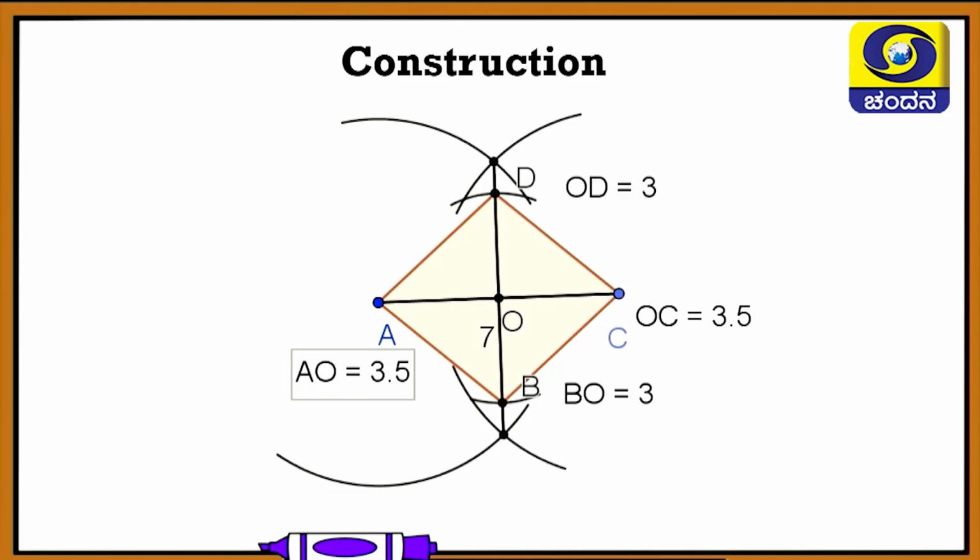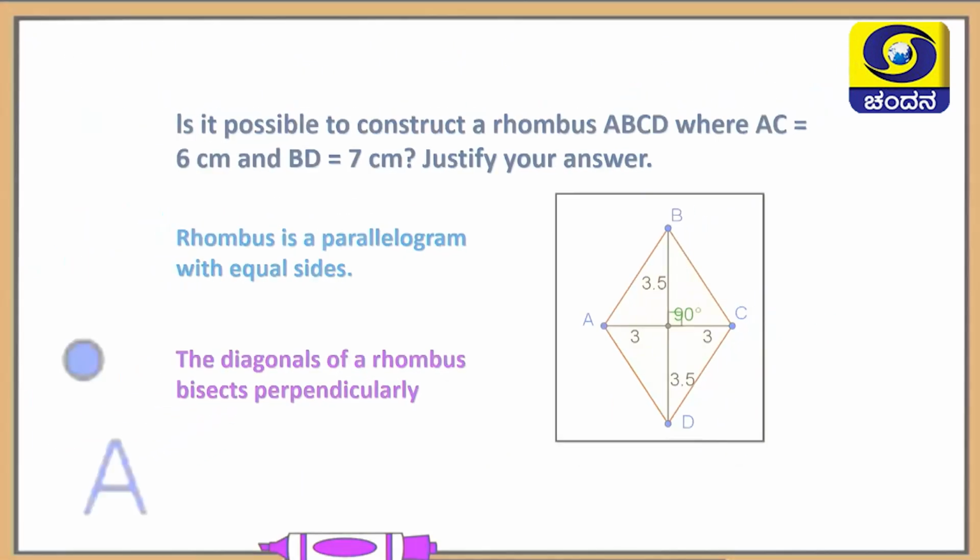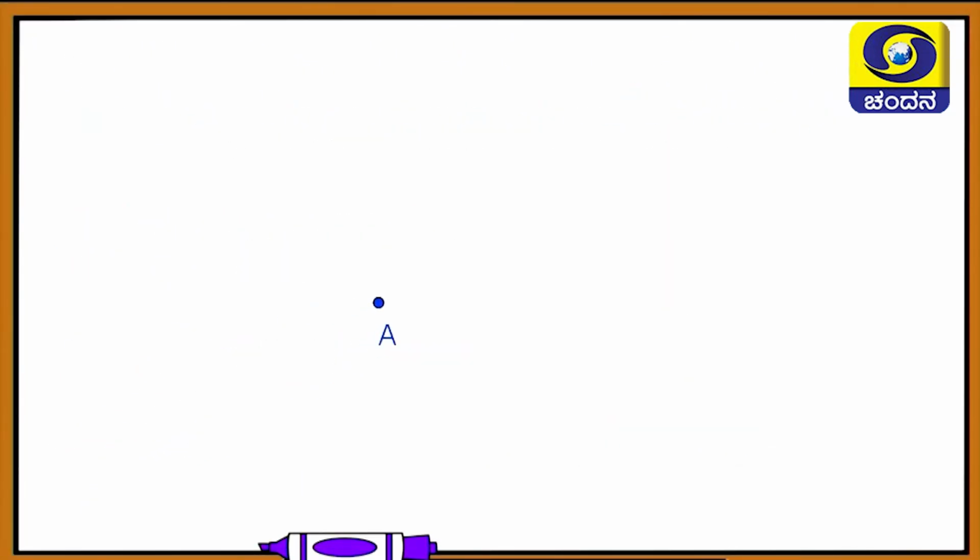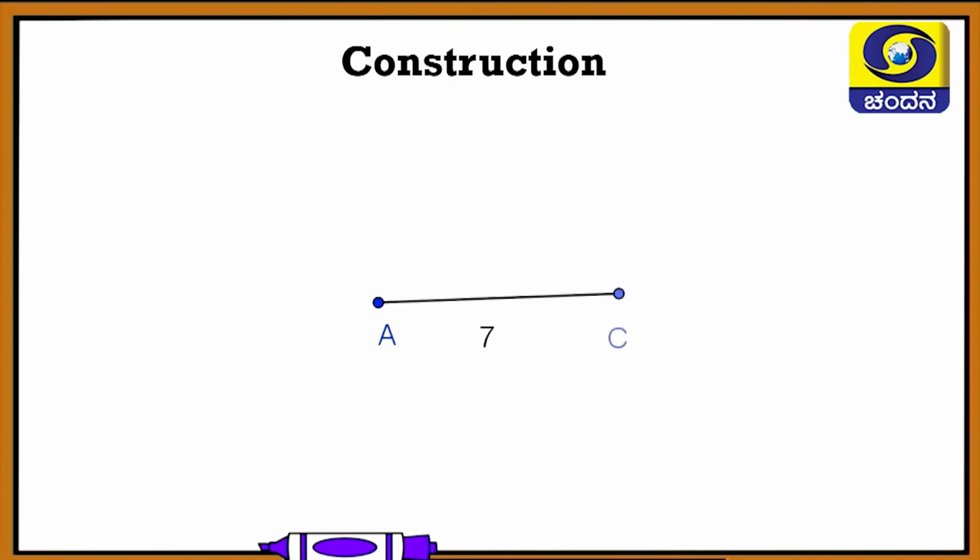Now I have to cut that one. It will automatically become 3 centimeter here, children. Observe here, BC is equal to CD and AD is equal to AB, which means all the 4 sides are equal here, children. Observe again. I am taking AC, marking that as 7 centimeter.